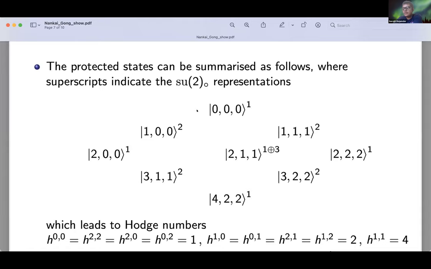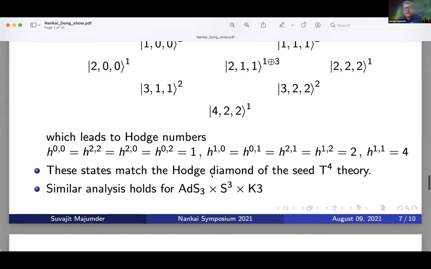It's not really very important for the integrability purpose. Okay, so these states match the Hodge diamond for the seed T4 theory, which is what we expected because we are doing just the same ADST-ST-T4 from the integrability perspective rather than the CFT perspective, which people have previously done. And this should be consistent.